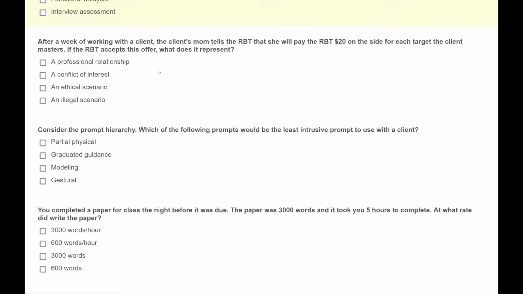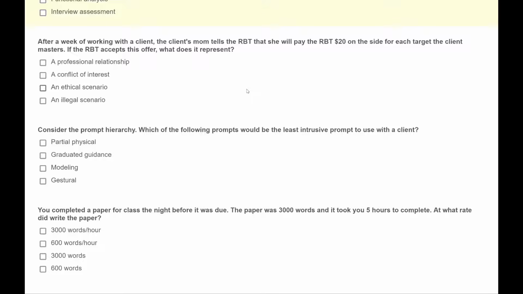Not only does the ethical code say you don't take gifts over $10, right? We certainly do not take incentives for trying to master clients' targets. And why is that? Well, what might that lead to? Well, you're now incentivized maybe to manipulate the data, to lie about what's mastered or not. Because if you're making $20 for each target mastered, we are now in a danger zone, okay?